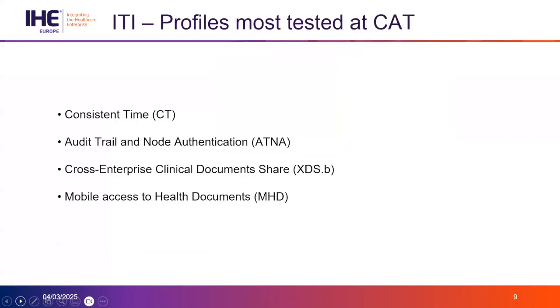When we look at the Connectathon itself, what is tested are the main four profiles within the last years. So these consistent times I told before, audit trail and node authentication, and then the whole document sharing part, and the document sharing part based on the FHIR standard. This is mobile access to health documents. So these are currently the ones when we look at the last Connectathons, which are the most heavily tested.